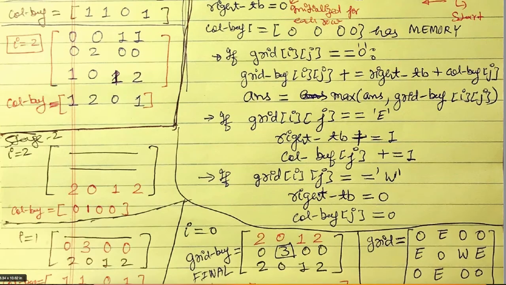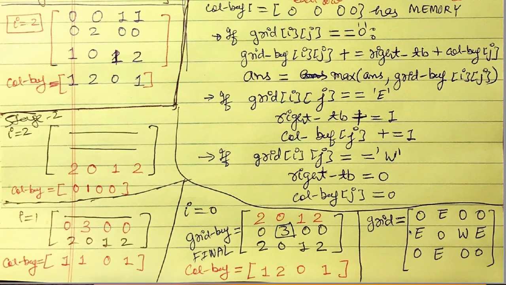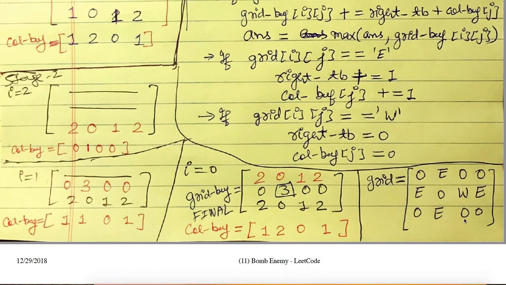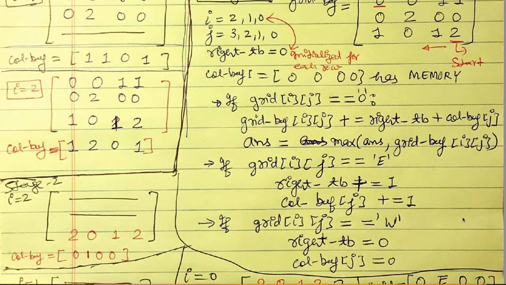I have written the grid here again just for easy and quick reference. We see this value first, it is 0, so we will update the value of the grid at this point. But right now the column buffer is all 0 and the right tab is 0, so it is 2 plus 0, which means 2, it didn't change. Next we see that we have again 0, and now again we will add the right tab and column buffer to this value, and both the right tab and column buffer are right now 0, so there is 0 plus 0 plus 1, which is 1.